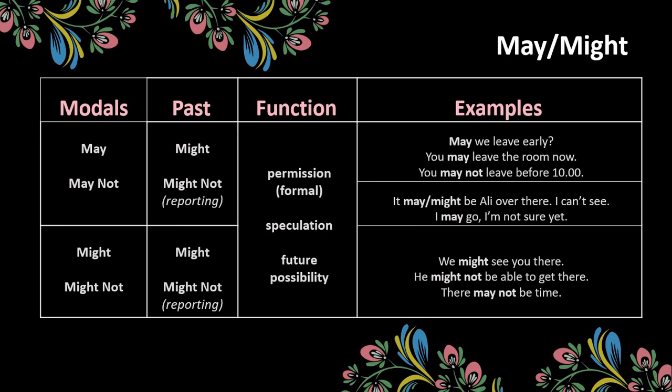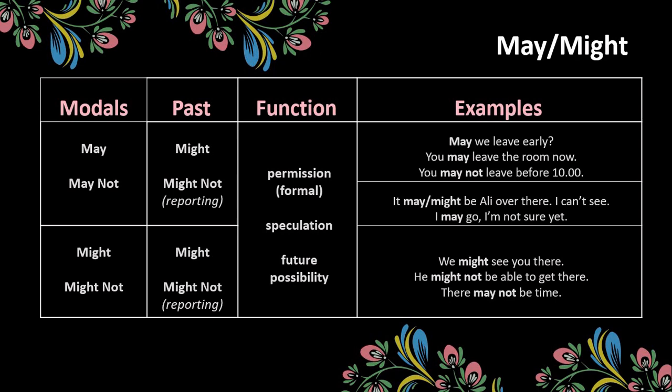The first one is permission. For providing or taking permission, mostly we use may. That's the formal one. For instance, may we leave early? You may leave the room now. You may not leave before 10. These are how you can use them for providing and accepting permission.